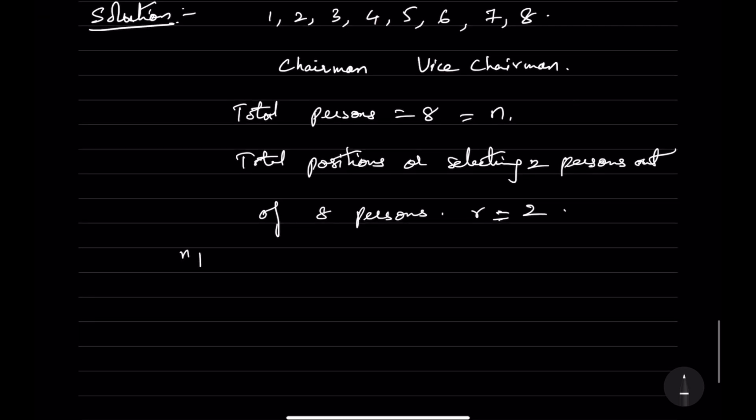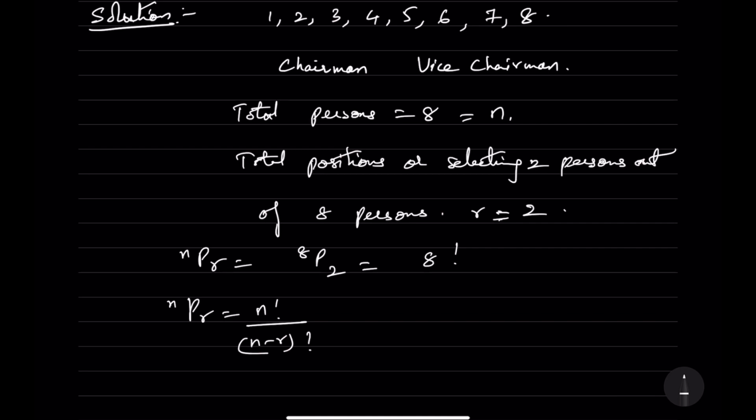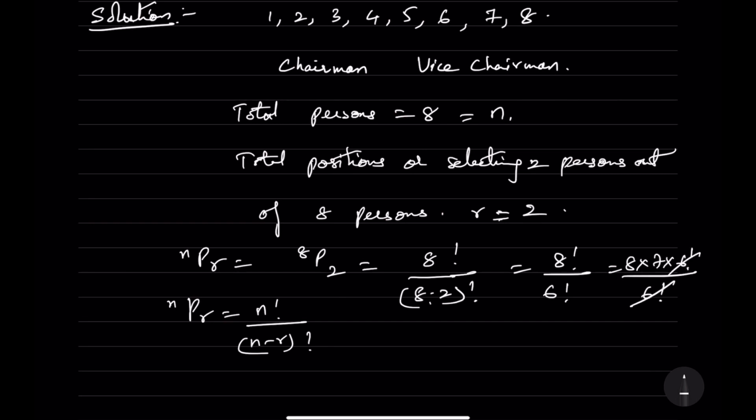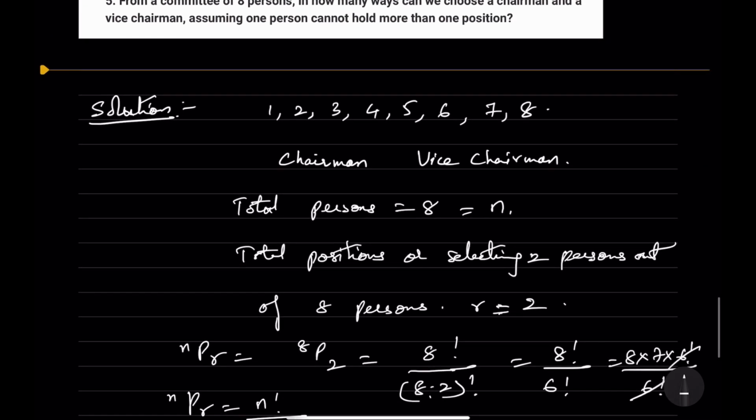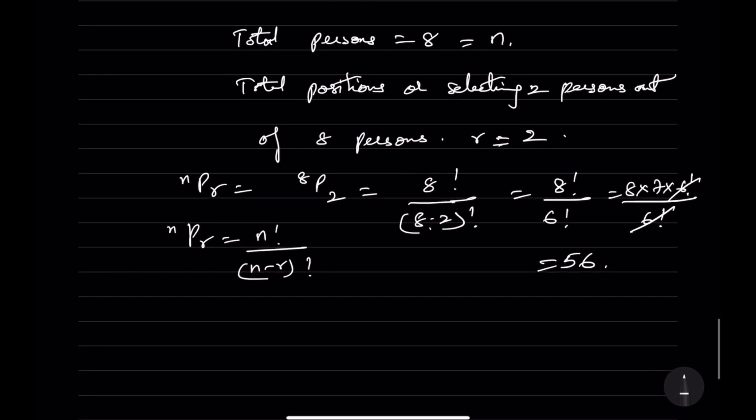So you can use nPr, which is equal to 8P2, which is equal to 8 factorial by 8 minus 2 factorial, because you know nPr is equal to n factorial by n minus r factorial. Which is equal to 8 factorial by 6 factorial, which is equal to 8 into 7 into 6 factorial divided by 6 factorial. So 8 sevens are 56. So in this way we can choose a chairman and a vice chairman for those two positions in 56 ways.